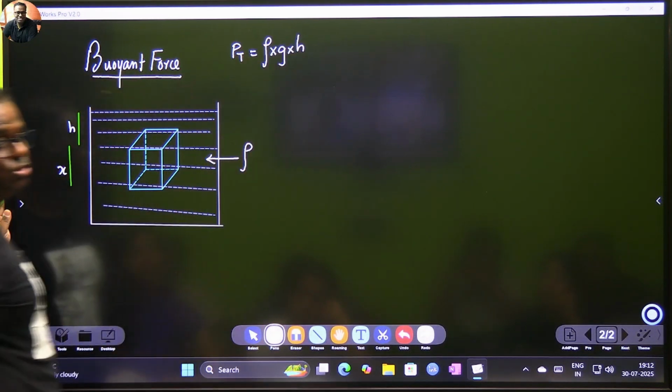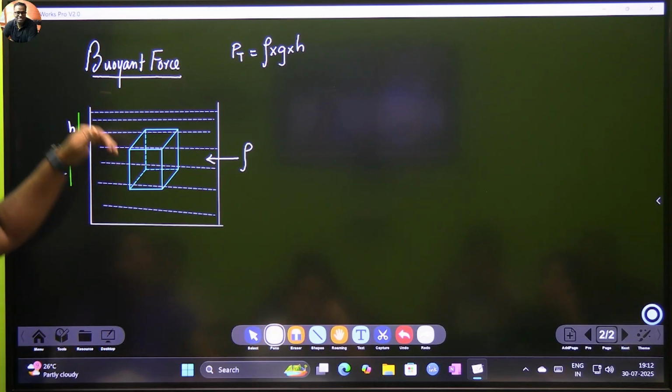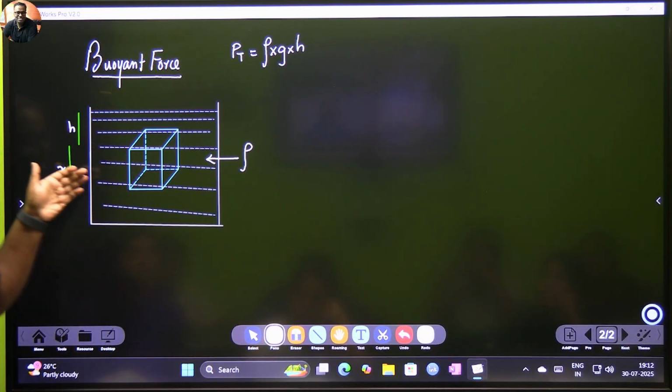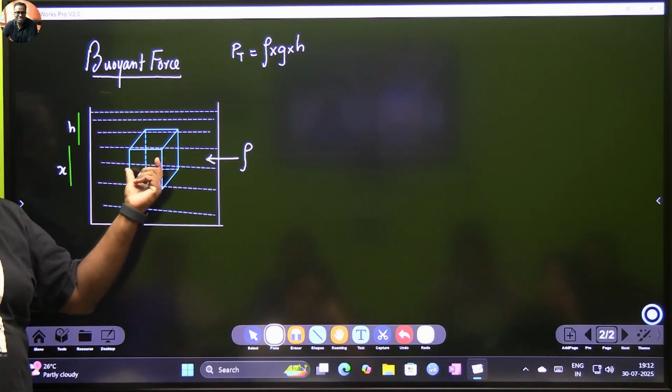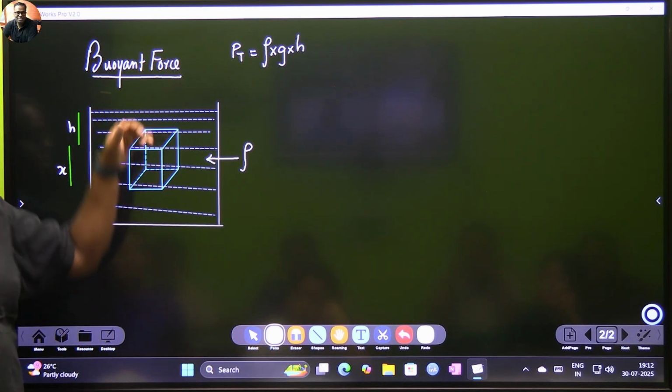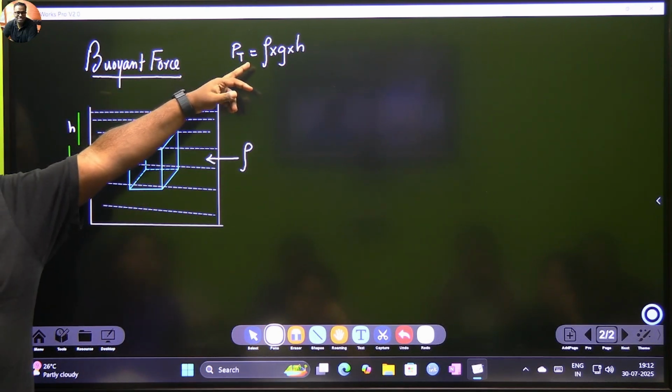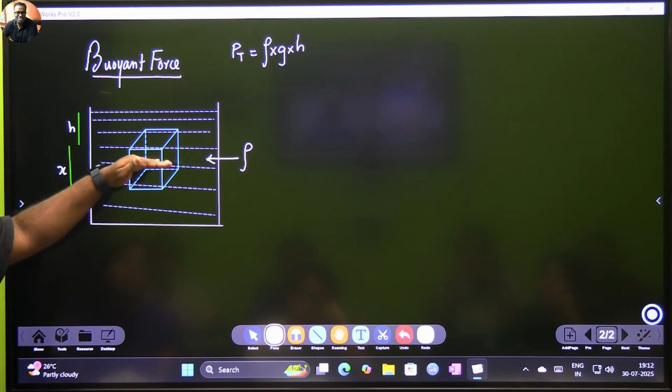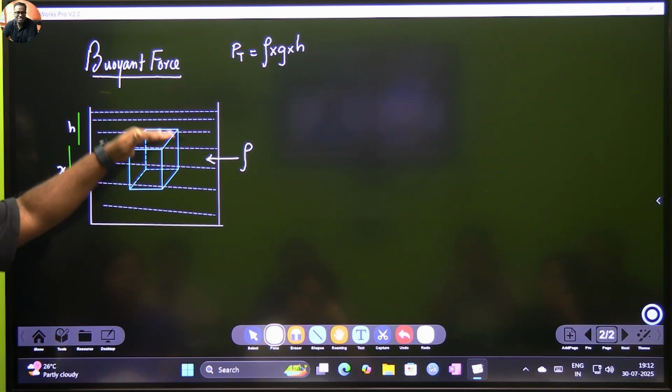How many of you have understood? How many of you have not understood? जो sides के pressure से कुछ नहीं लेना देना है. The side pressures cancel each other. The front and the back cancel each other. On the top, the pressure I am feeling is rho gh. मैं कितना depth पे हूँ? मैं h depth पे हूँ. I am at a depth of h.